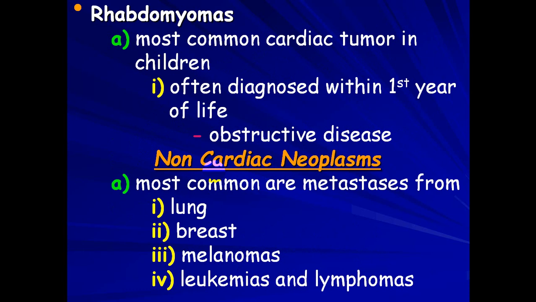While for non-cardiac neoplasm, we say the secondary neoplasm in the heart is the most common, commoner than primary. Most common are metastases from lung, breast, melanoma, and leukemia and lymphoma.